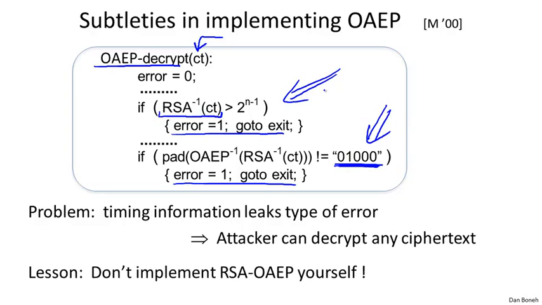So as usual, the lesson is don't implement crypto yourself. In particular, RSA OAEP is particularly dangerous to implement yourself. Just use one of the standard libraries. For example, OpenSSL has an OAEP implementation. And of course, what they do is they're very careful to make sure that the running time of OAEP decrypt is always the same, no matter what causes the error. Okay, so we'll stop here, and then in the next segment, we'll talk about the security of the RSA trapdoor permutation.